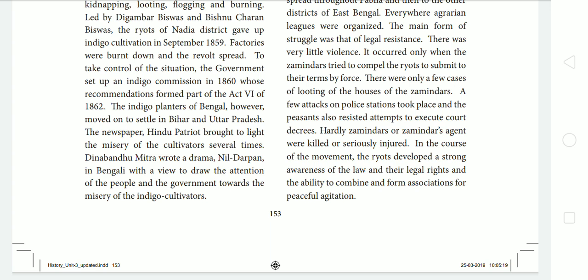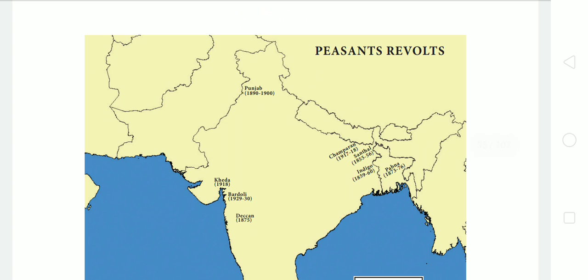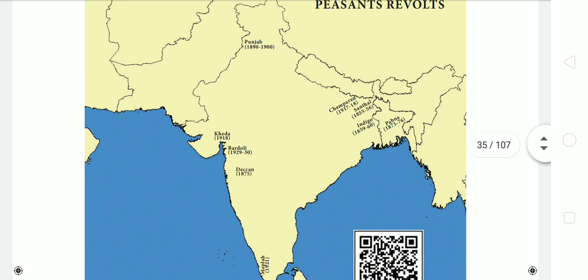Okay, so in this map you can see the places of the peasant revolts. Okay, so where it took place, you see Pabna, it is in Bengal, then the Indigo revolt, Santhal revolt, Champaran revolt, Deccan revolt. Okay, so Bardoli, like that you can see the places of the revolts which took place in this map.